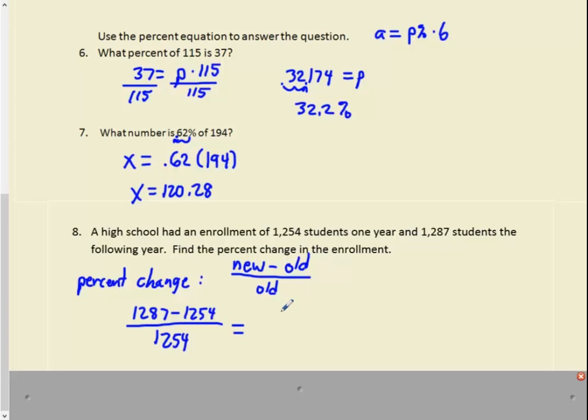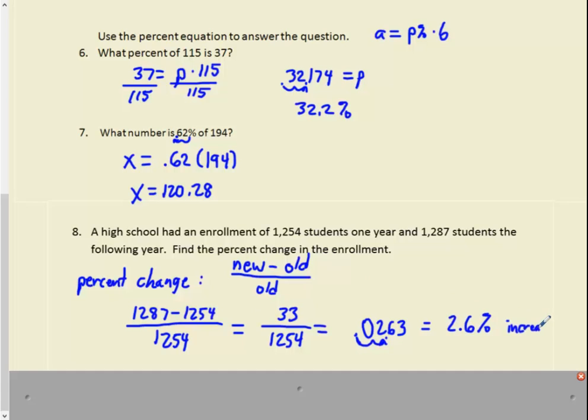So we had an increase of 33 students, 33 more students compared to the original value of 1254, and when we divide that, 33 divided by 1254 will give us 0.0263, etc., etc. And then to convert that to a percent, I'm going to move the decimal 2 to the right, and I'm going to round to the nearest tenth of a percent, so 2.6%.